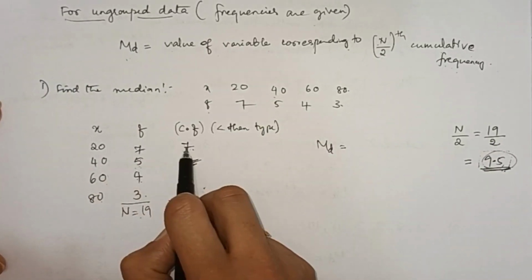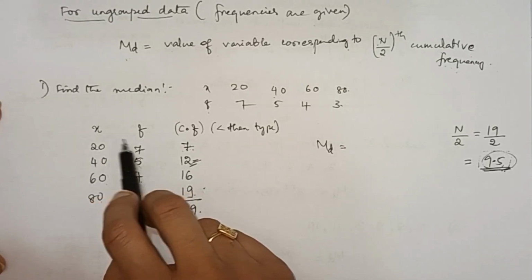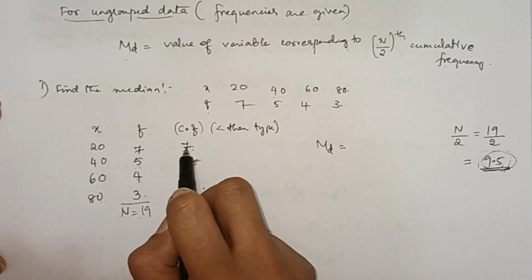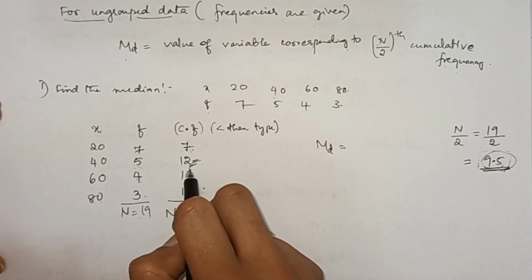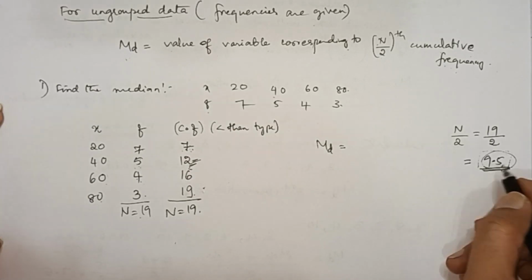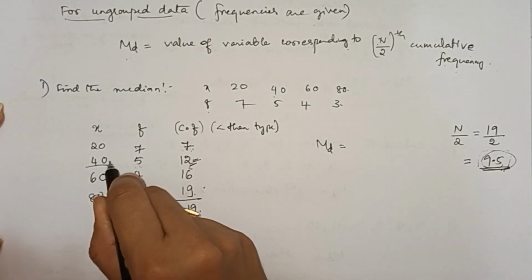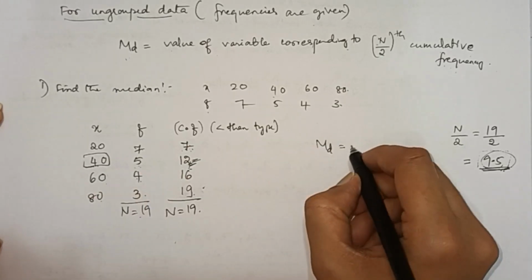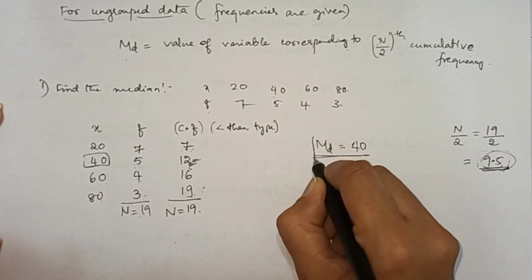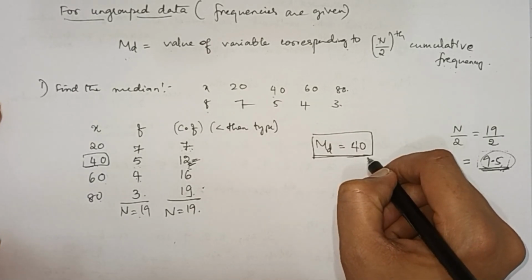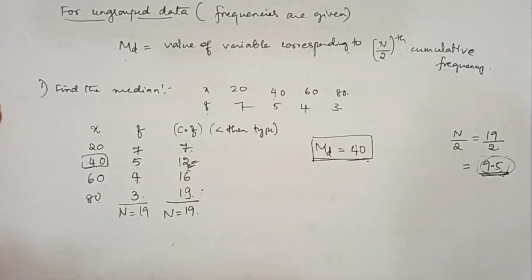Okay, because up to 7 means from any value up to 7 comes within this, then up to 12 in the next section. Therefore you have to consider its next cumulative frequency. Now see the observation against this cumulative frequency, which is 40. Hence median equals 40. This is how we calculate the median for discrete data with frequencies.